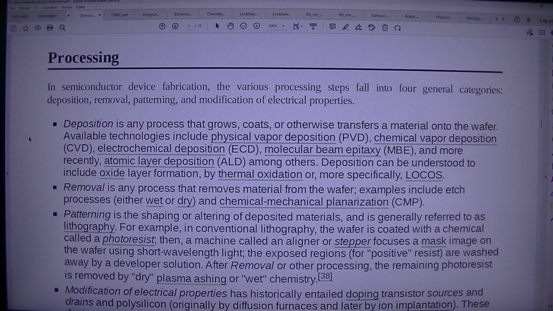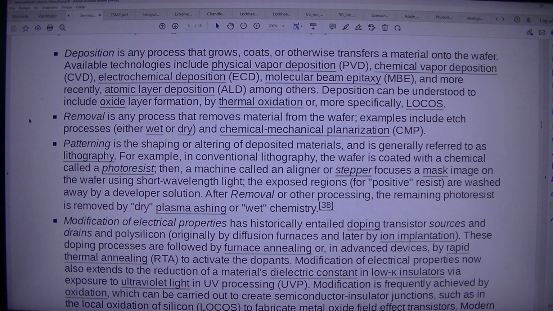Deposition can be understood to include oxide layer formation by thermal oxidation or, more specifically, LOCOS. Removal is any process that removes material from the wafer. Examples include etch processes, either wet or dry, and chemical mechanical planarization, CMP.